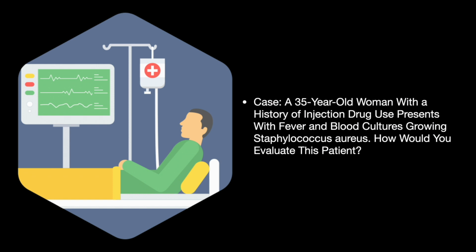It is a 35-year-old woman who has come with a history of abusing drugs, and she has presented with fever, and the blood culture has grown Staph aureus. So with this background, how would you evaluate this patient? Let's see how it should be done.